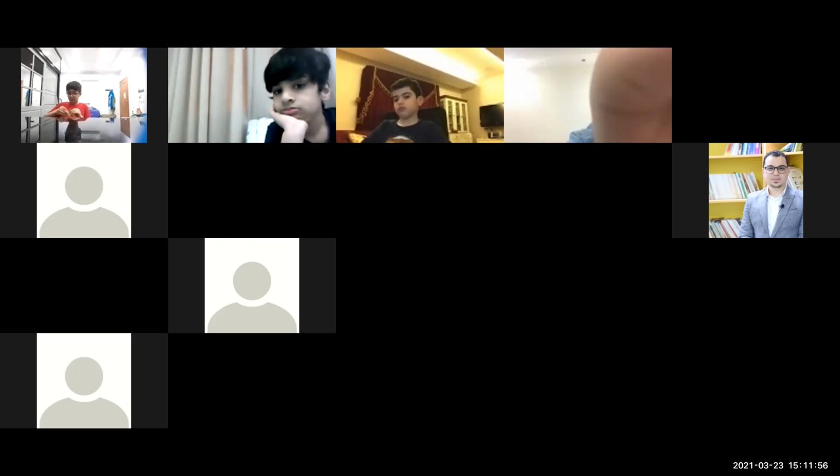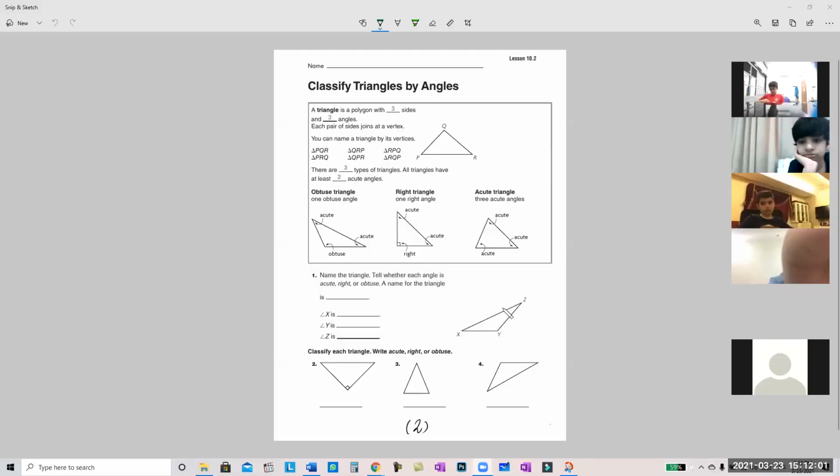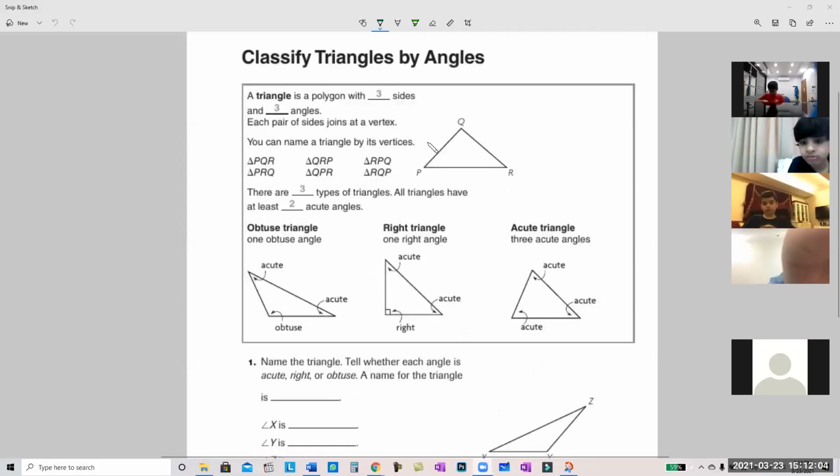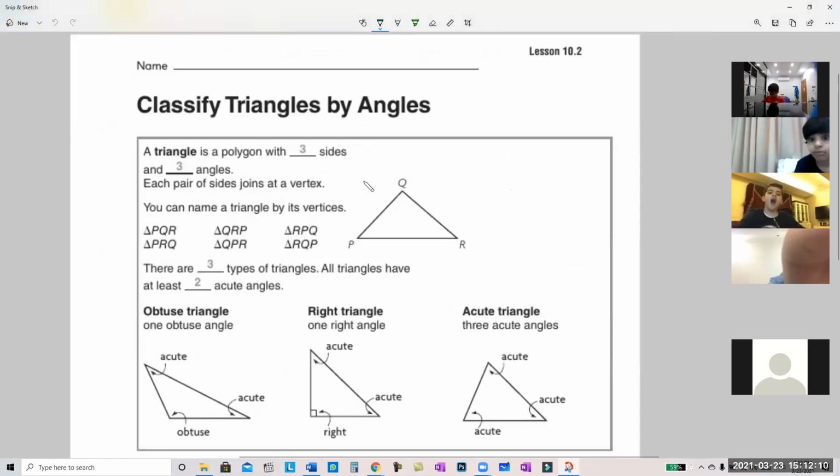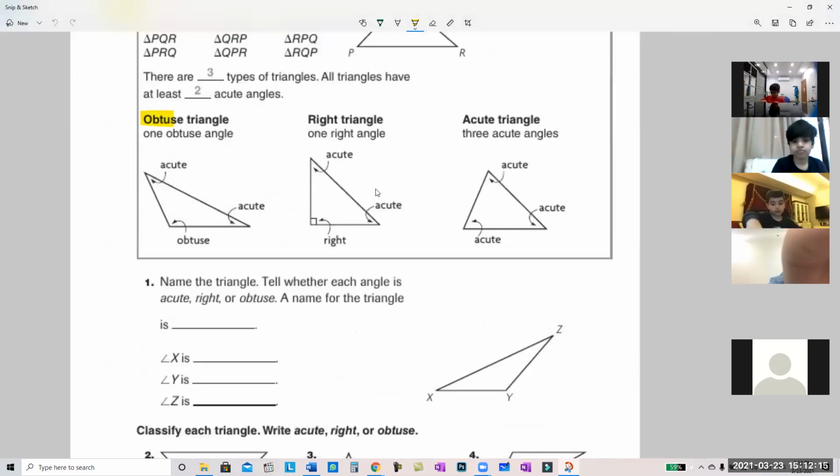Okay, let's move to the next page. In this page, we're going to classify triangles by angles. So let's classify these 3 triangles. As we learned before, an obtuse triangle has one obtuse angle. So we have here 2 acute and 1 obtuse. If a triangle has only 1 obtuse angle, it's an obtuse triangle.